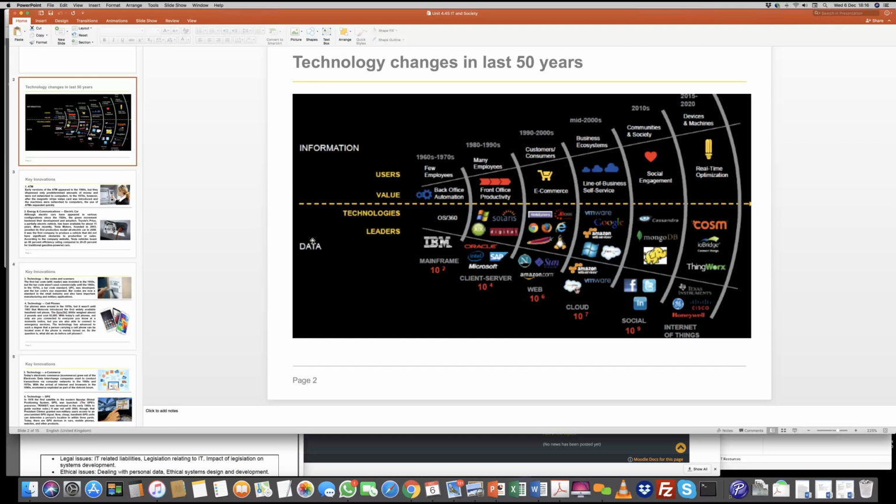The speed at which things have changed in the last 50 years has not just benefited customers, but also benefited businesses. In general, it has made us more productive and more efficient in terms of doing our jobs. So let's look at a few slides of what I've explained.